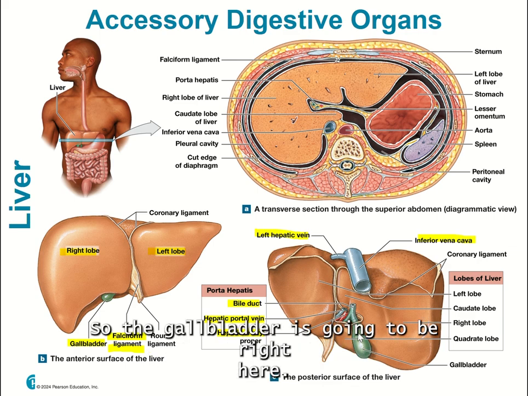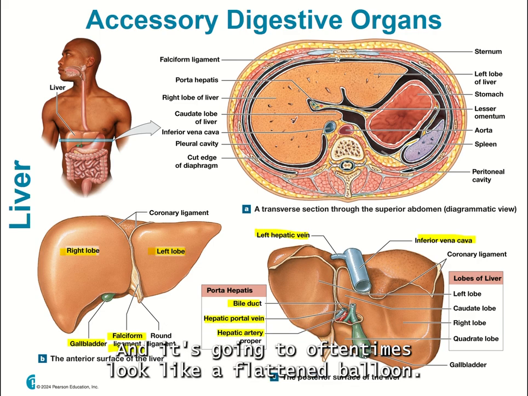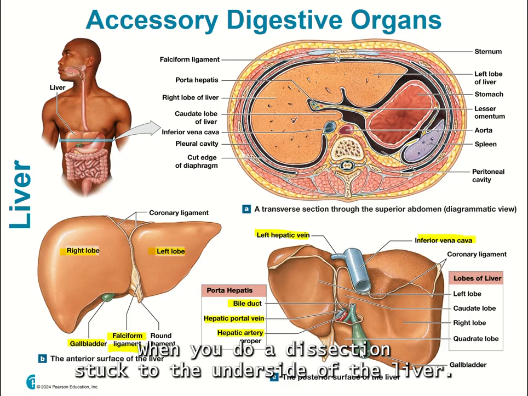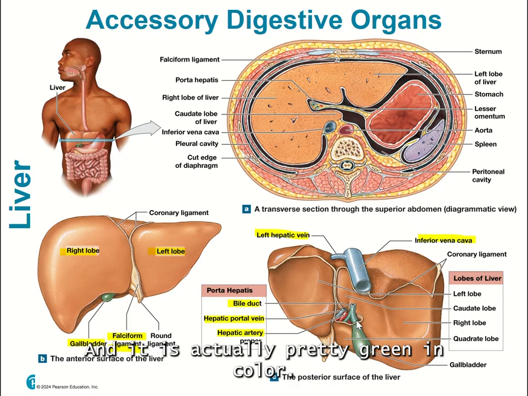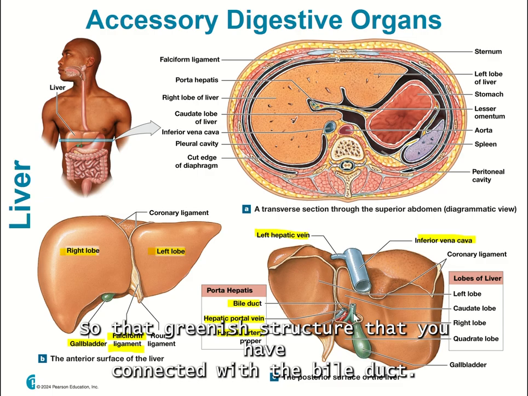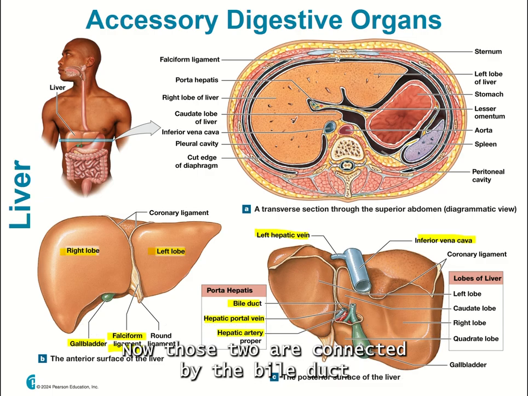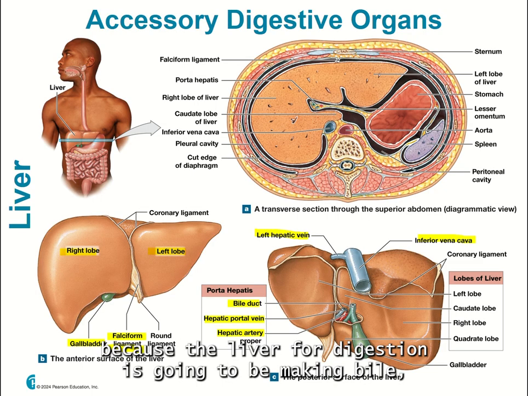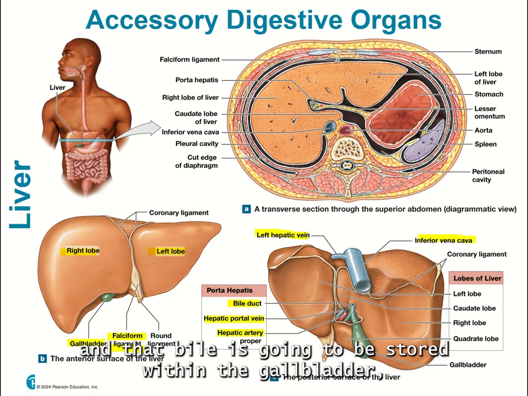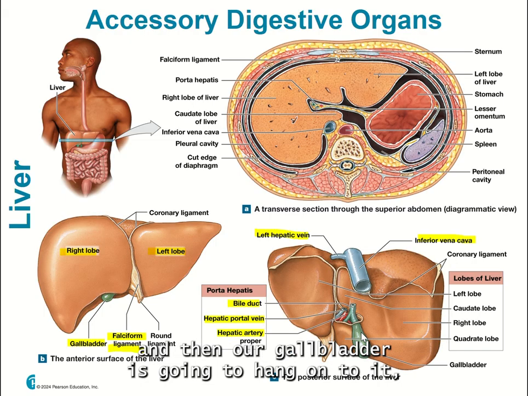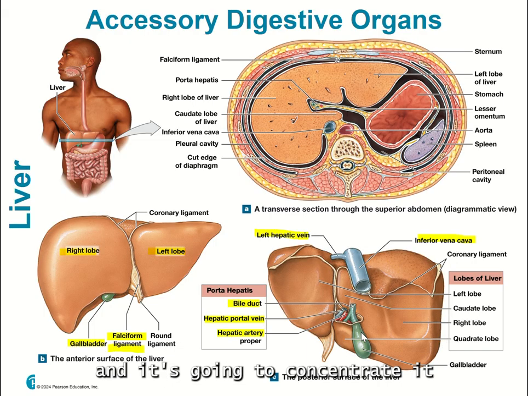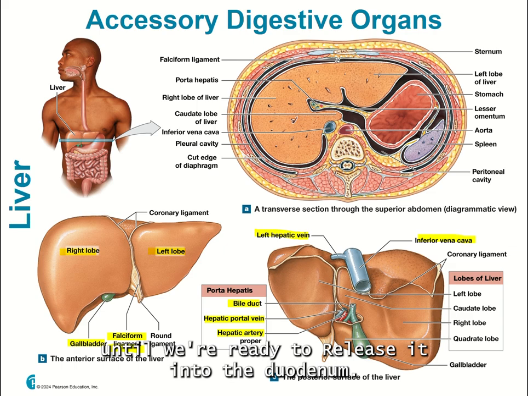So the gallbladder is going to be right here, and it's going to oftentimes look like a flattened balloon when you do a dissection, stuck to the underside of the liver, and it is actually pretty green in color. So that greenish structure is connected with the bile duct. Now, those two are connected by the bile duct because the liver, for digestion, is going to be making bile, and that bile is going to be stored within the gallbladder, and then our gallbladder is going to hang on to it, and it's going to concentrate it until we're ready to release it into the duodenum.